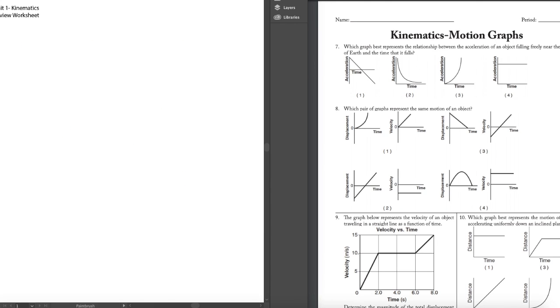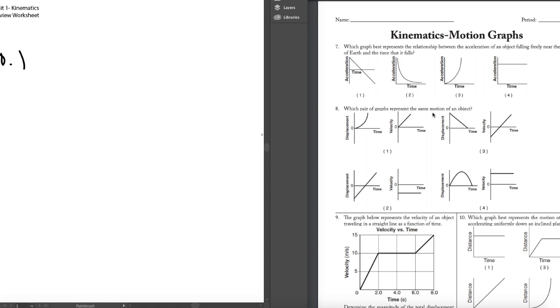Okay, number 7. Which graph best represents the relationship between the acceleration of an object falling freely near the surface of Earth and the time that it falls? The acceleration as it gets closer to Earth is going to stay the same. Gravity is constant, so 4. And that value on the y-axis is 9.8. The reason we can say positive 9.8 is that we can assume they mean that downwards is the positive direction.